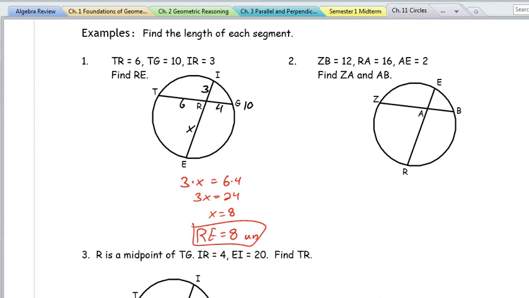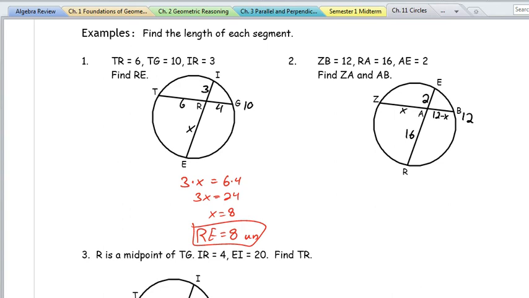Next one, ZB, the whole thing is 12, and I do put it out here for a reason so you don't get confused with maybe ZA or AB being 12. So ZB is 12, RA is 16, AE is 2, find ZA and AB. Now, we can't label it X and Y because we're going to get stuck. So if ZA is X and the whole thing is 12, to label AB we would say 12 minus X.